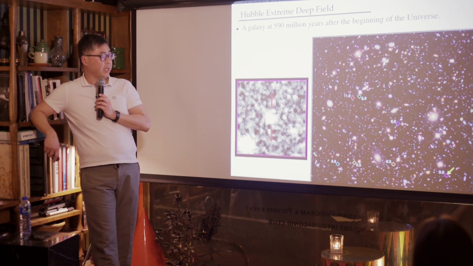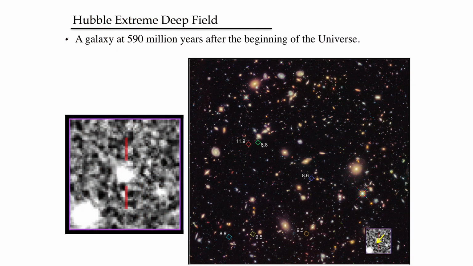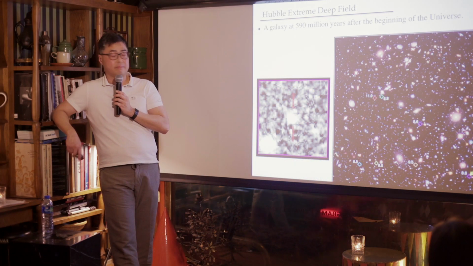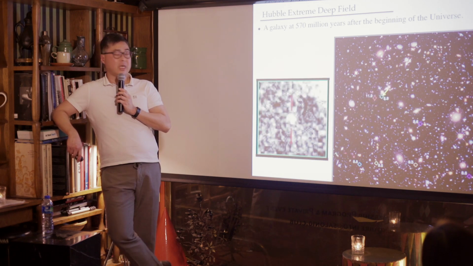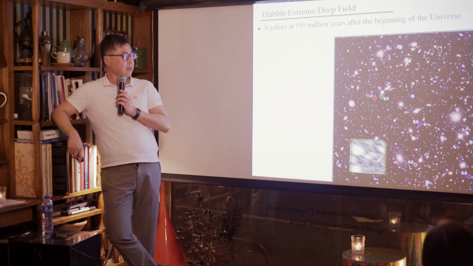Beginning to form stars, they're not just dim, but they're very small. Even with the most powerful telescope, the Hubble Space Telescope, all we see is a blob. I'll show you more blobs. Here's another one, 600 million years since the beginning of the universe. Another blob. Here's another one.